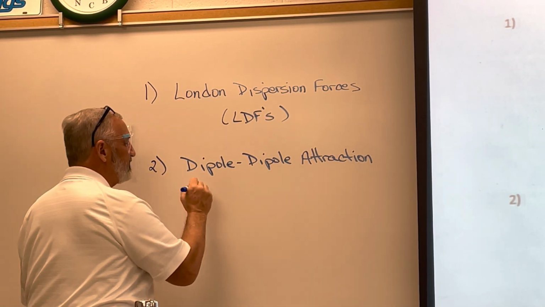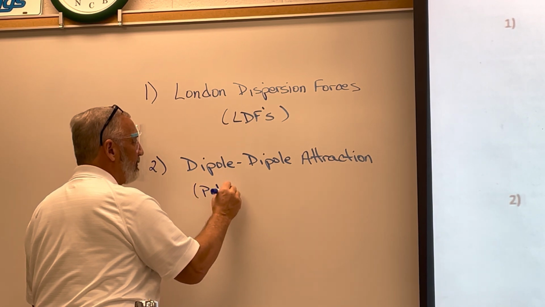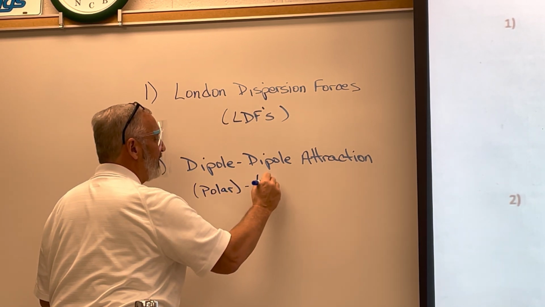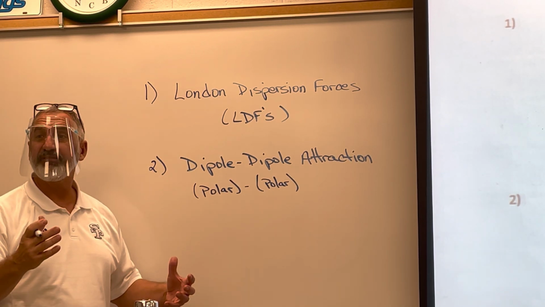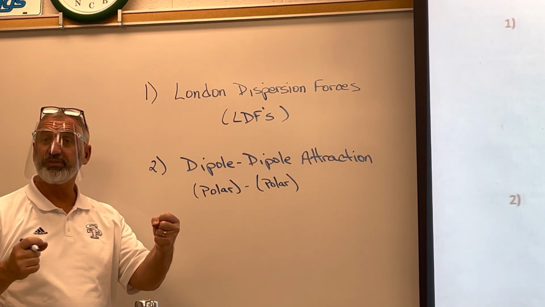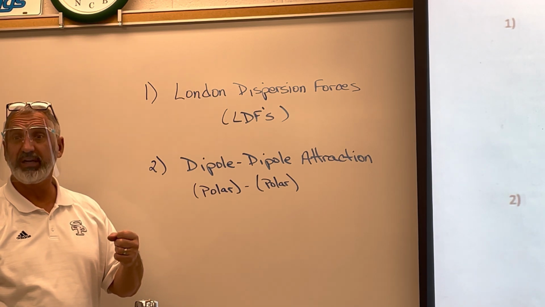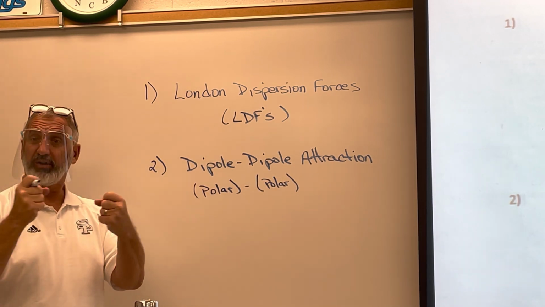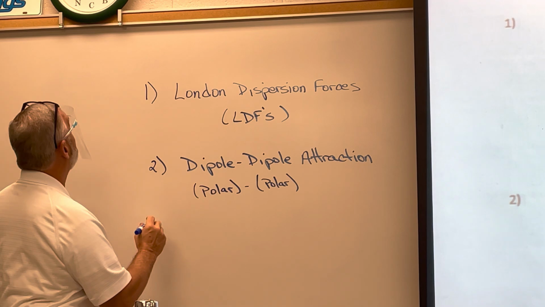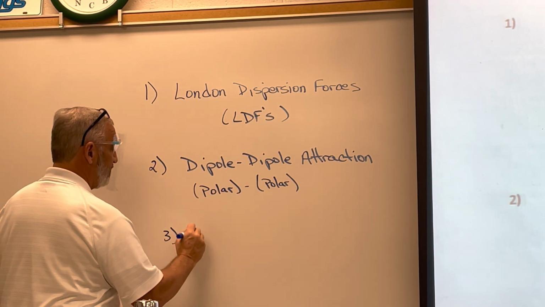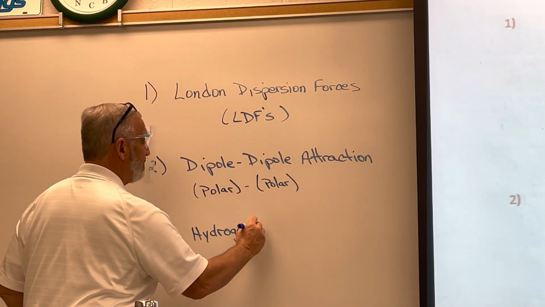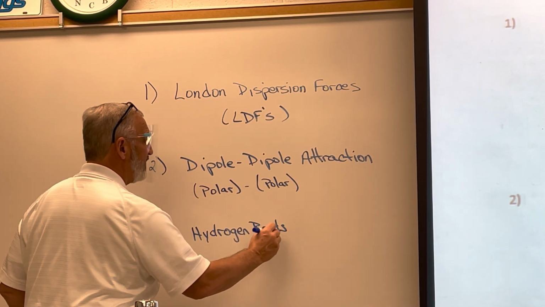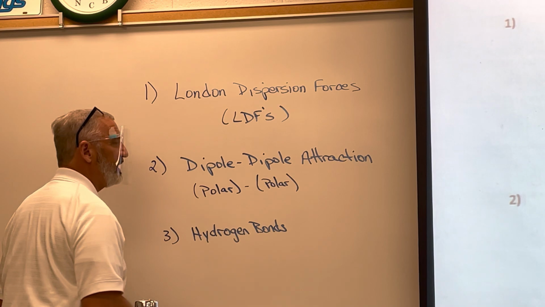So, in other words, it's a polar molecule attracted to another polar molecule. Because polar molecules have a positive and negative end. So the positive end of one polar molecule attracts to the negative end of another polar molecule, and that attraction kind of holds the molecules together. And then third, we have hydrogen bonds. And whenever we're talking about these IMFs, more than likely the answer is going to be hydrogen bonds.